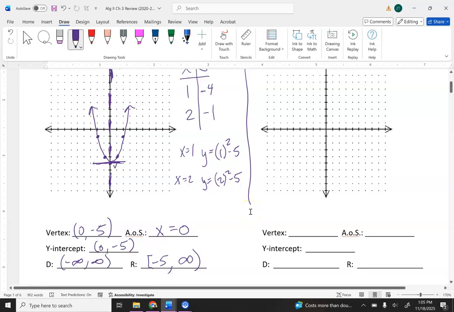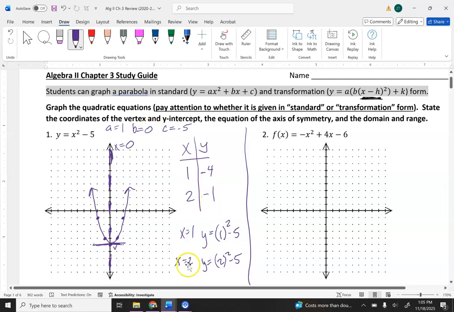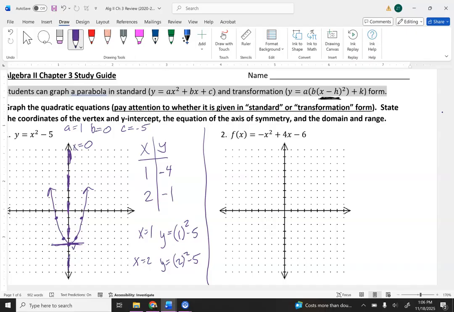All right, now that wasn't so bad because the b value was 0. Calculating the values that we were plugging in wasn't a big deal. Now number 2 is not going to be quite like that because the b value is 4. So we can start off exactly the same way. So our a value is -1. Notice the negative in front of the x squared.